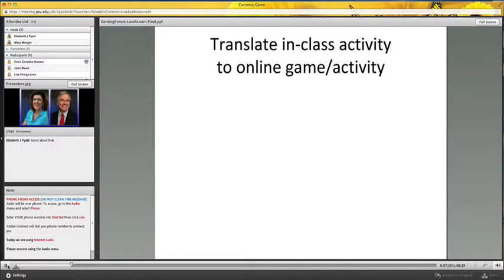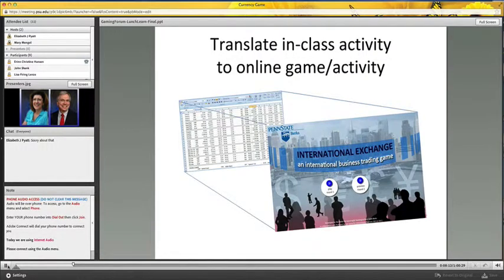So Mary Ann and her team sat in and they took a look at what I do and how I do this. And I was typically doing it with an Excel spreadsheet, and I would black out each of the columns and work my way through. And the whole idea then was, okay, we know what Jim's doing. Is there a way to translate this in-class activity to an online game?